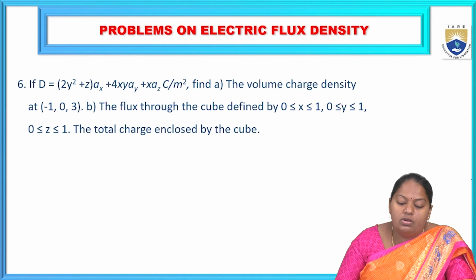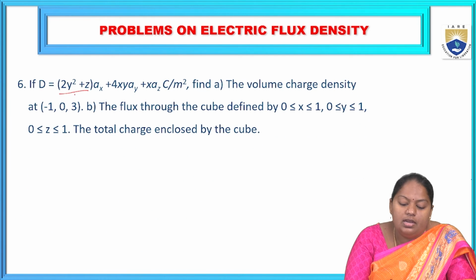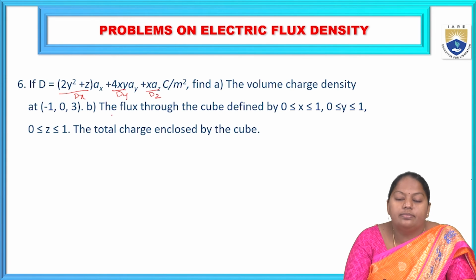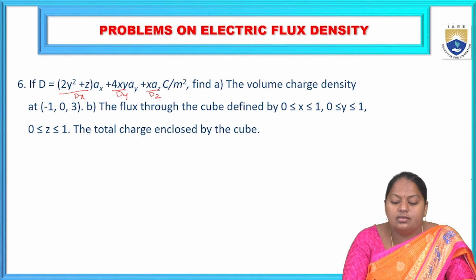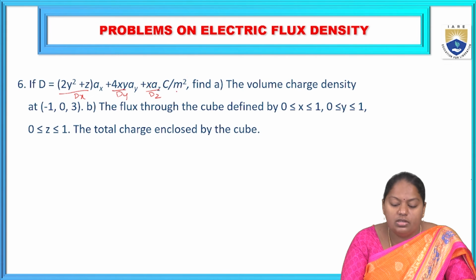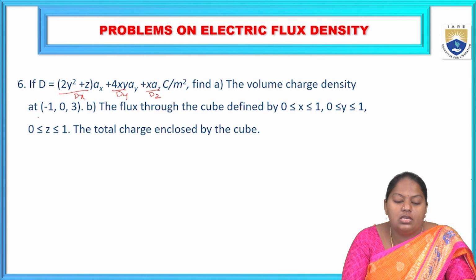Next, if vector D is given with components Dx, Dy and Dz, where Dz value is x, and generally this D is measured in terms of coulomb per meter square. Then find the volume charge density at the point (-1, 0, 3) and the flux through the cube defined by the ranges 0 to 1, 0 to 1, 0 to 1 as x, y, z. And the total charge enclosed by that cube also we have to find.